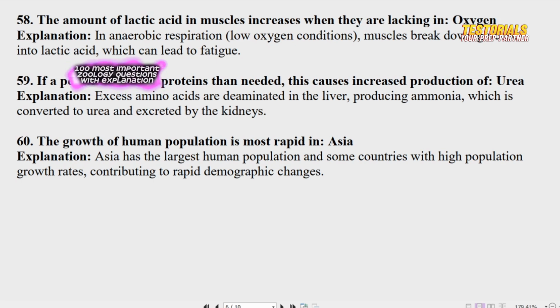60. The growth of human population is most rapid in Asia. Explanation: Asia has the largest human population, and some countries with high population growth rates, contributing to rapid demographic changes.